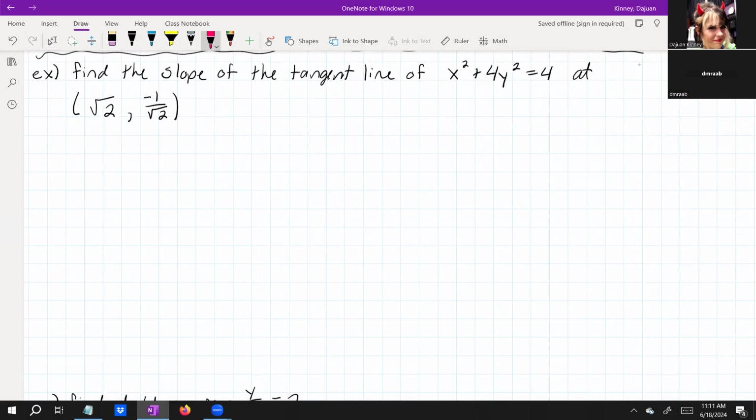All right. We're going to do the same thing. We have an ellipse here. So we're going to find the slope of the tangent line at root 2 and negative 1 over root 2. So first things first, derivative. I get 2x plus 8y dy/dx equals 0.